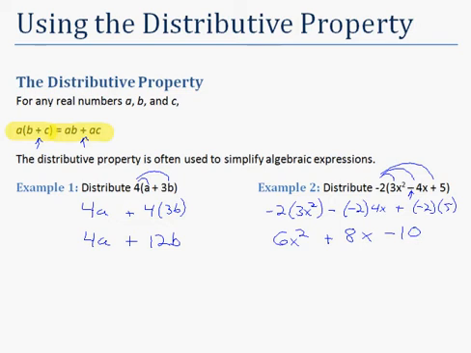So I wrote this second line in here. It's not always necessary because we can do a lot of these multiplications in our head. Just remember that when you do something like negative 2 times negative 4, negative 2 times the negative 4, that's going to be a positive 8x.